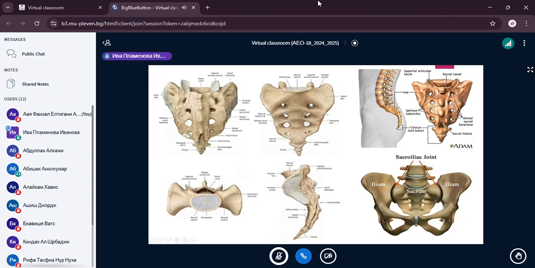Lateral view. I told you we have the auricular surface. It's like an ear, which articulates with the same surface of the iliac bone. It's called the sacroiliac joint between the sacrum and the ilium. Okay, that's it for the sacrum.